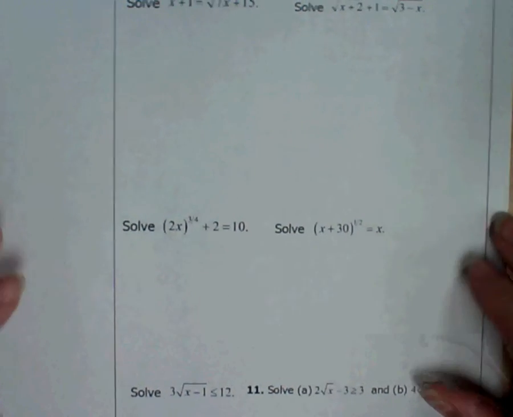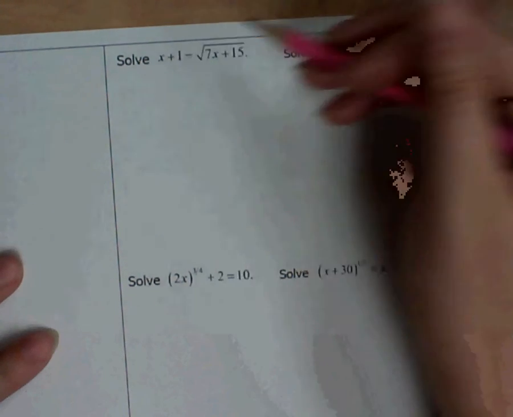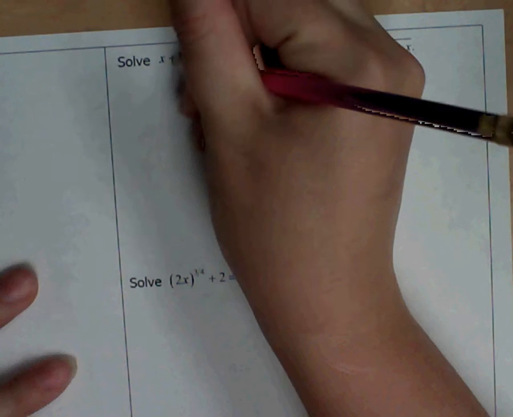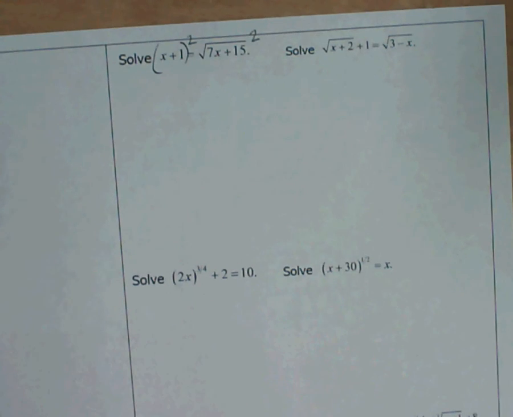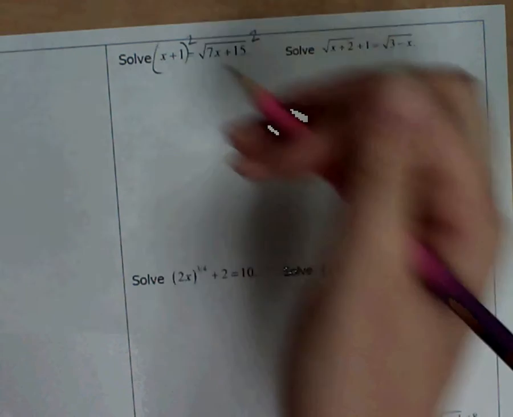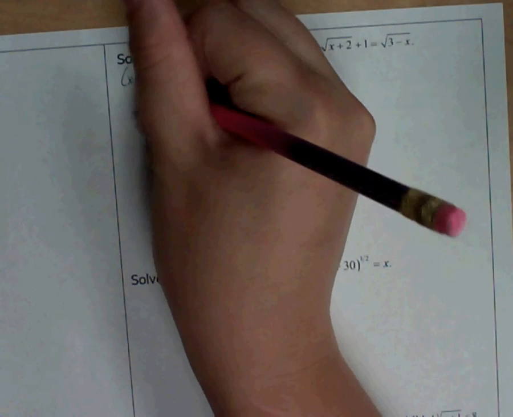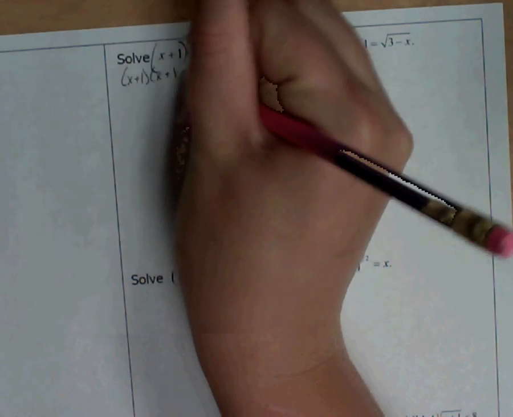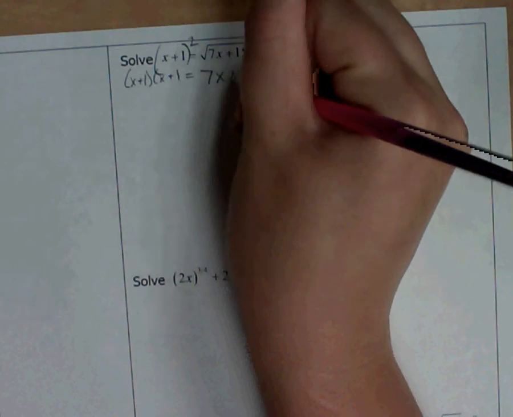Sometimes you'll have a radical on one side. Whenever you isolate your radical, you'll have another function over here. So we're still going to square both sides, but whenever you square this left side, you may want to put it in parentheses first, because this is really x plus 1 times x plus 1 equals 2. And over here, your square and your square root cancel out, and you get 7x plus 15.